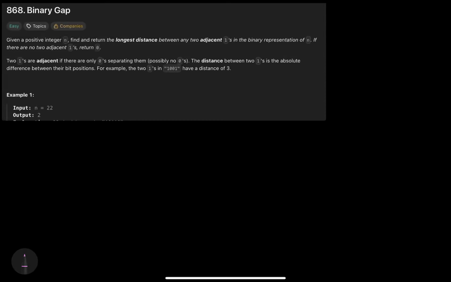Hello everyone. So today we are going to solve this LeetCode problem, which is binary gap. So let's see what this problem says. It says we have been given a positive integer n and we have to return the longest distance between any two adjacent 1s in the binary representation of n. And if there are no two adjacent 1s, then we have to return 0.